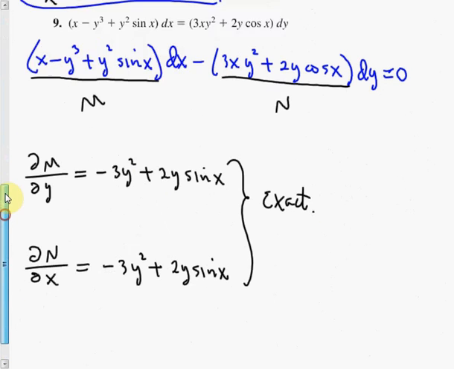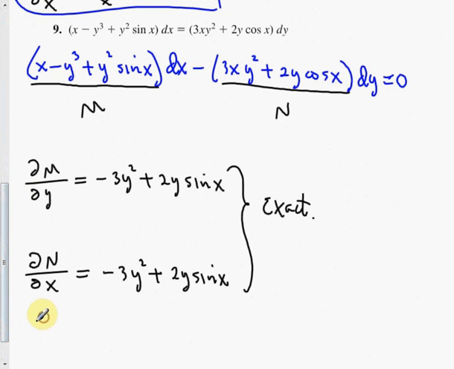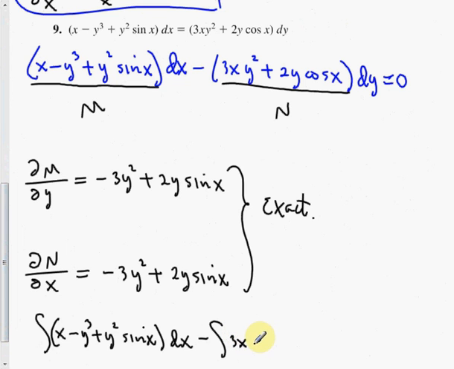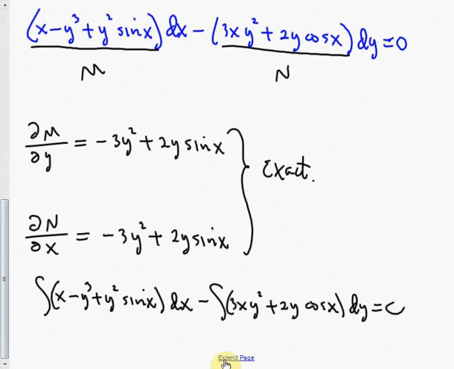Since they are exact, we're going to integrate with respect to the differential. We're looking at this one right here. So this is x minus y cubed plus y squared sine x dx minus the integral of 3x y squared plus 2y cosine x dy, and that gives us a c over there.